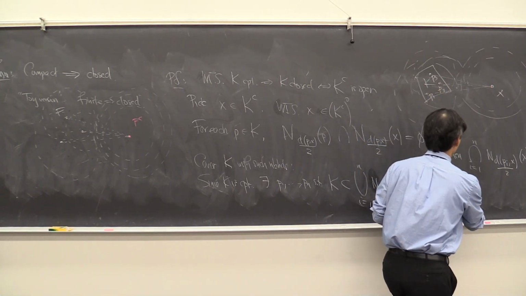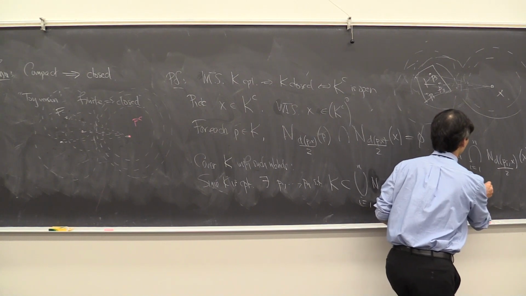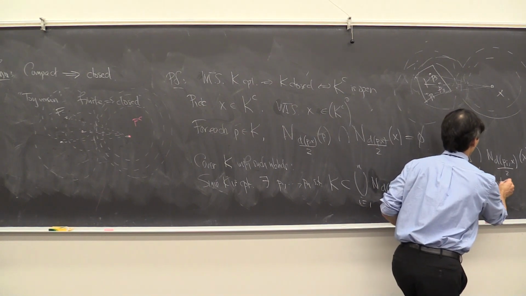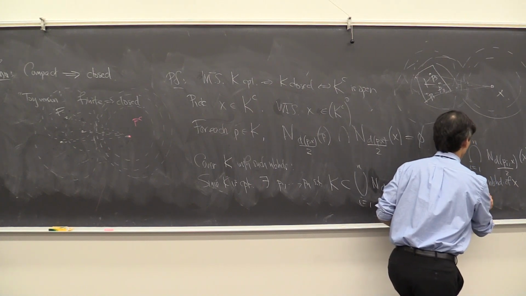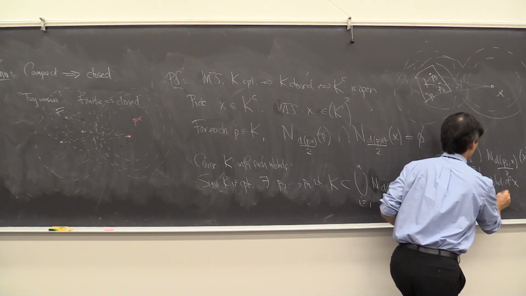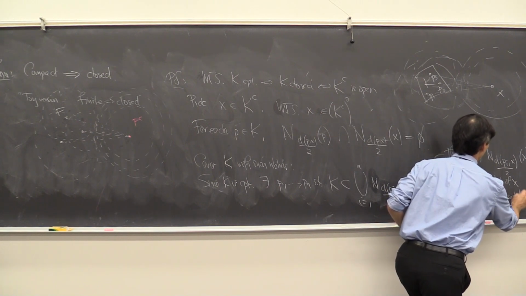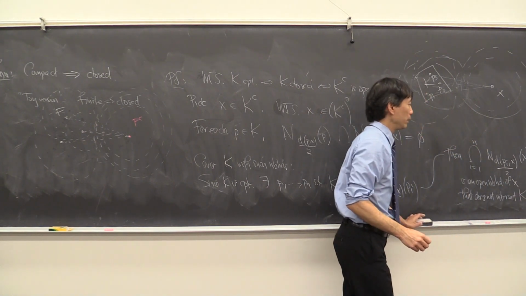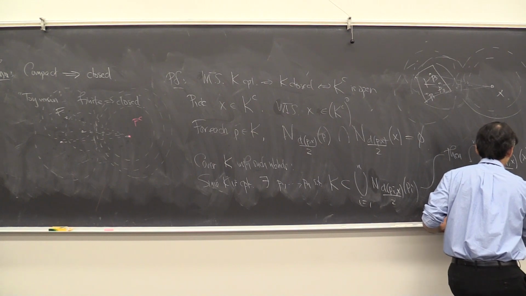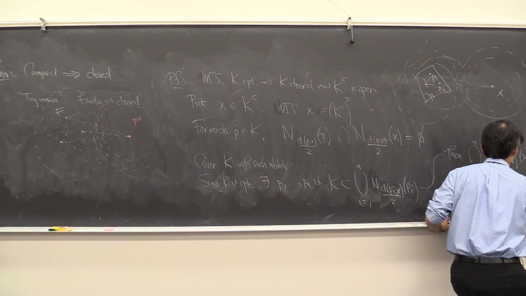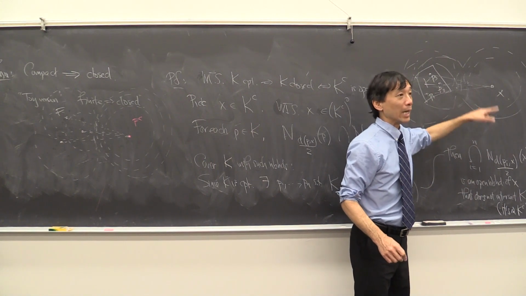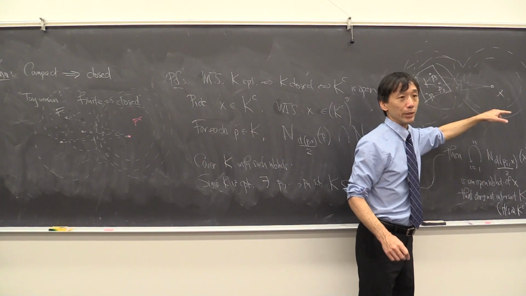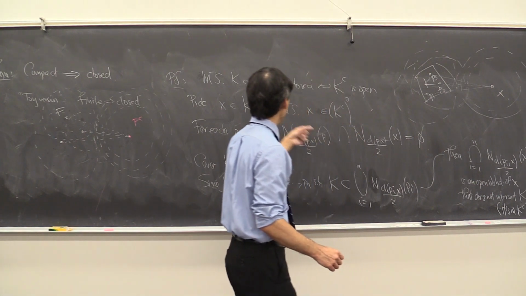That thing is an open neighborhood of X that does not intersect K. In other words, it's in K complement. So we've found a neighborhood of X that's in K complement. In other words, X is interior to K complement, K complement is open, K is closed.